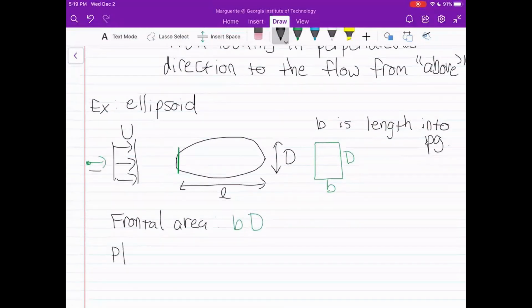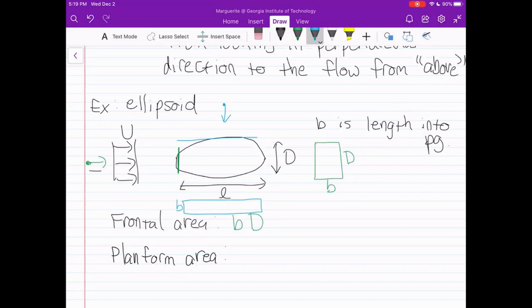Okay. And the planform area here. Now for planform area, we're going to stand up here and look down and turn our flashlight on and see what shadow it casts. So we're looking at this part, and it's going to cast a shadow, again B, and this time L. So planform area is BL.